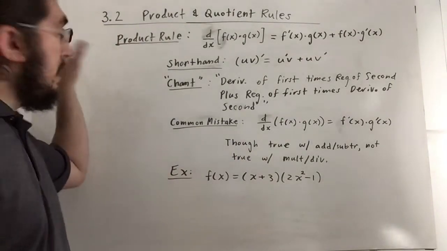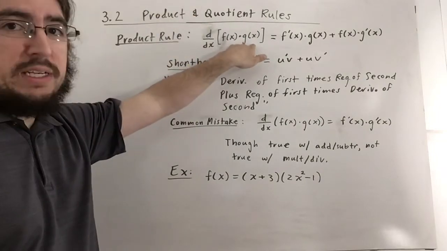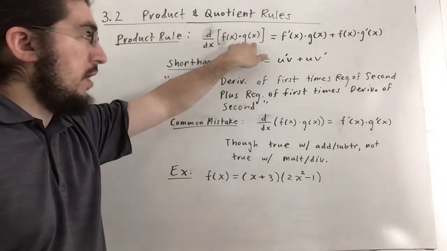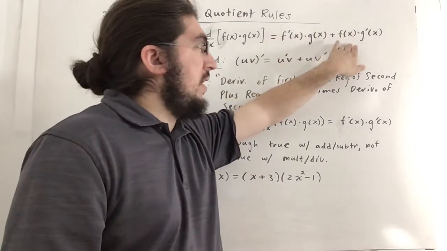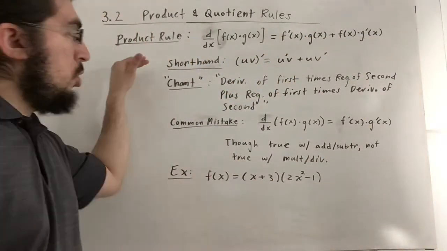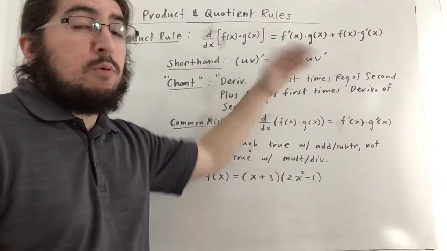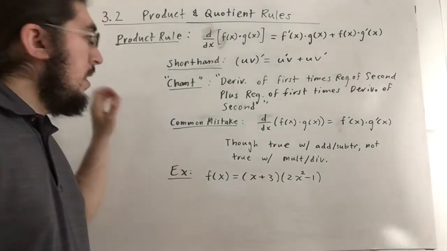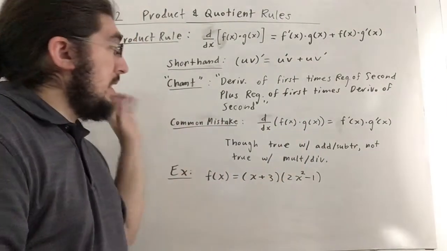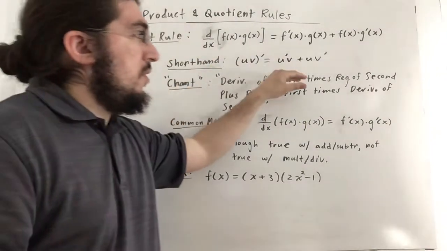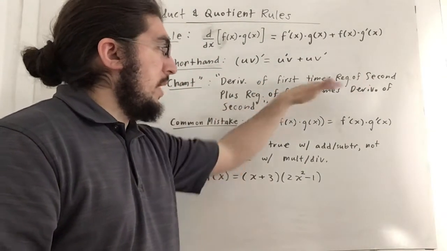But let me just say the product rule is this. So d over dx of f of x times g of x, so derivative of a product of two functions, is f prime times g plus f of x times g prime of x. In shorthand, we say (uv)' is u'v plus uv', where u and v are functions of x. The chant that I often say out loud when actually applying this is the following. Derivative of the first times regular of the second plus regular of the first times derivative of the second.